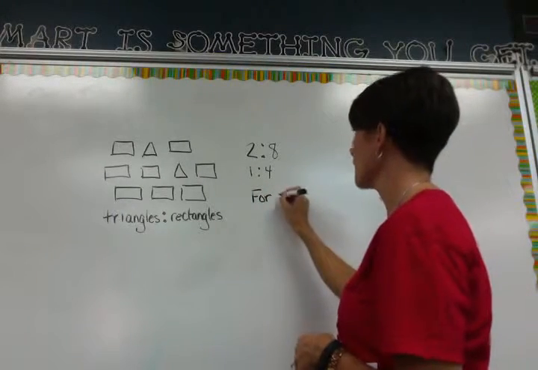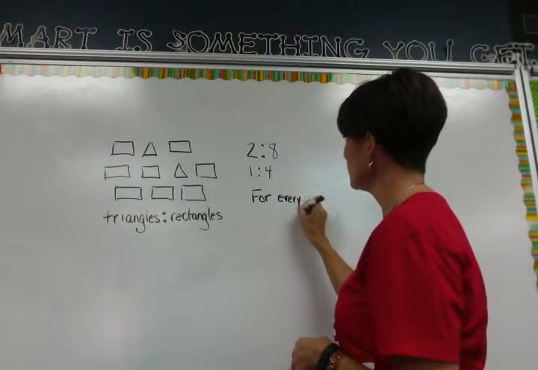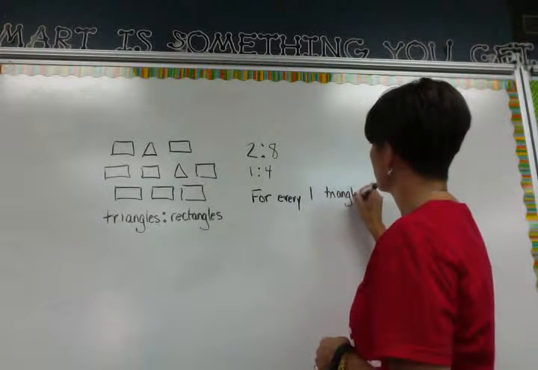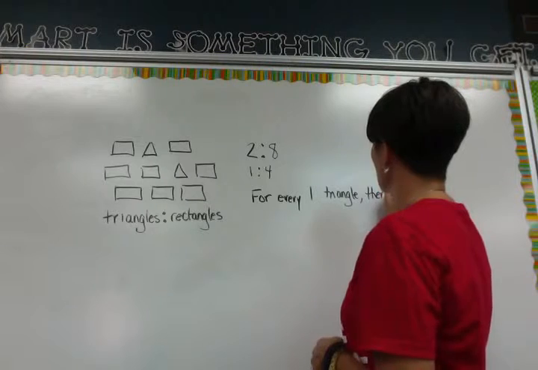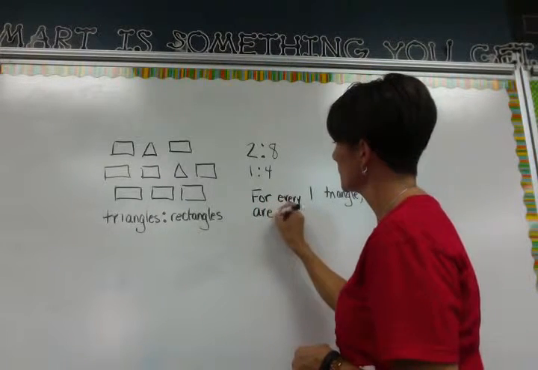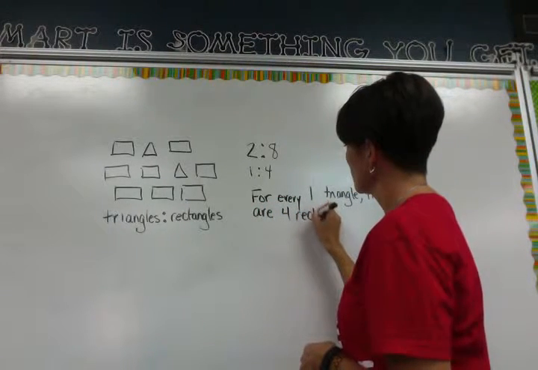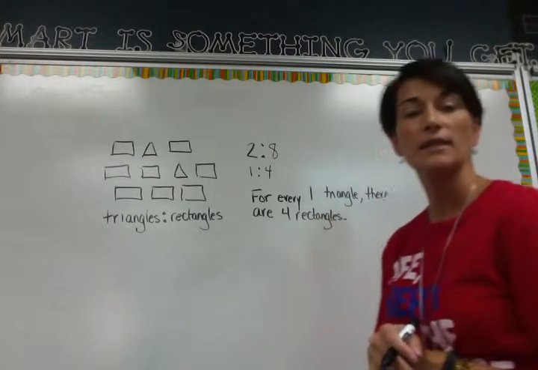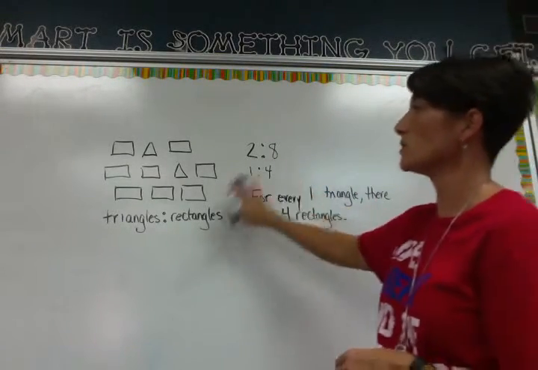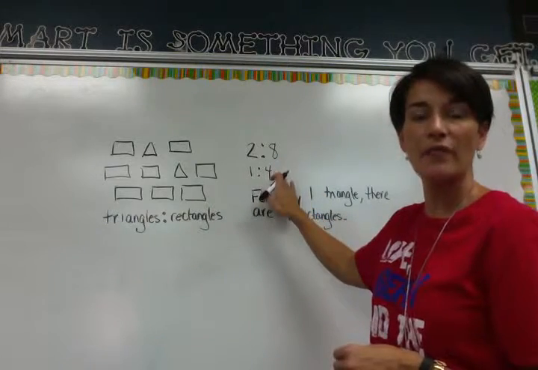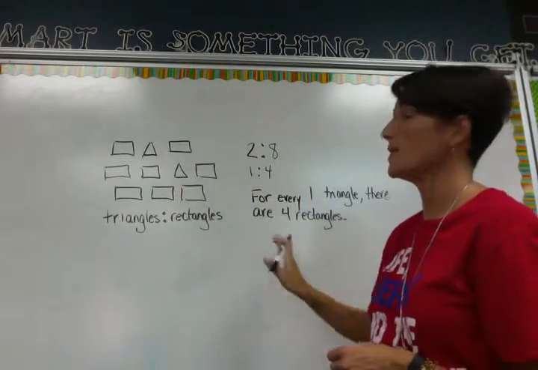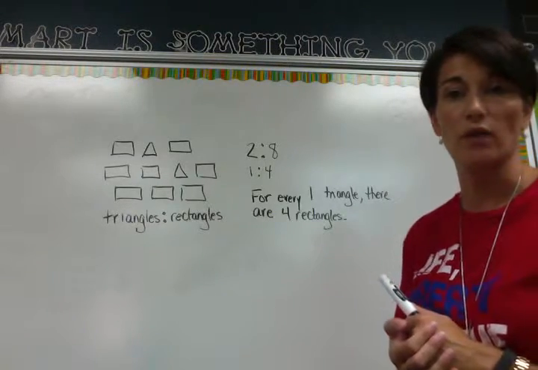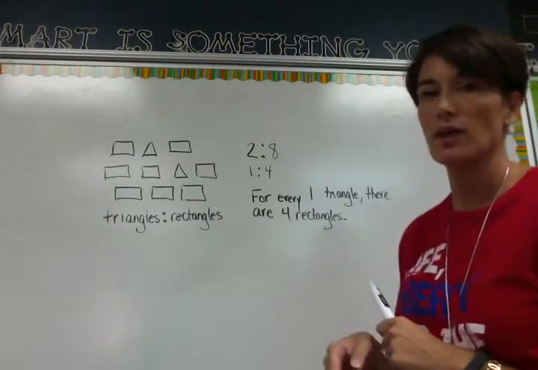So for every 1 triangle, there are 4 rectangles. So when you're asked to do a ratio, you just need to count or use your numbers, simplify by finding the greatest common factor, and then you write your sentence. For every one triangle, there are 4 rectangles. So that's an example of what a ratio is.